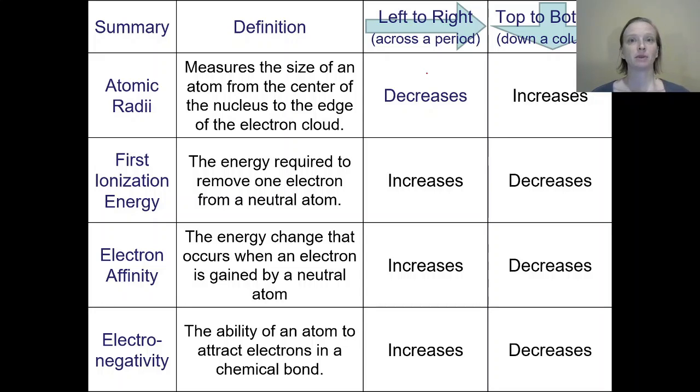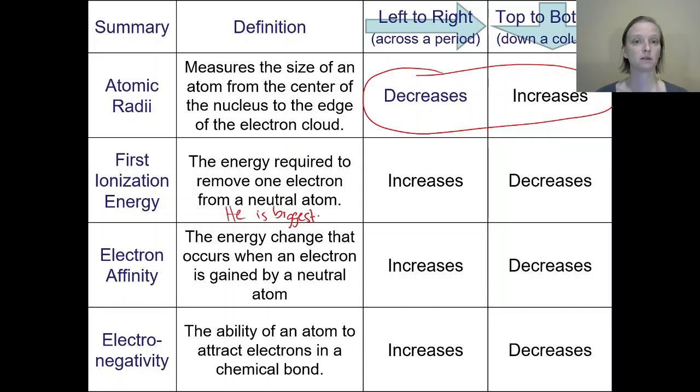Notice that atomic radius is the odd one out in terms of its trend. It decreases as you move left to right across a period. It increases as you move down the periodic table. Everything else has the opposite trend. For first ionization energy, remember that helium is the highest or biggest. But for electron affinity and electronegativity, even though the trends are the same, it's fluorine that is the biggest.